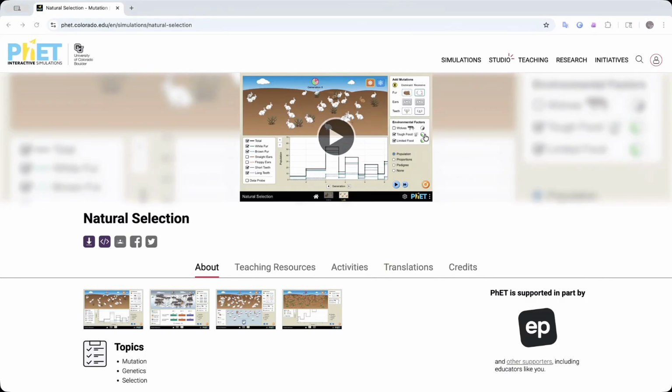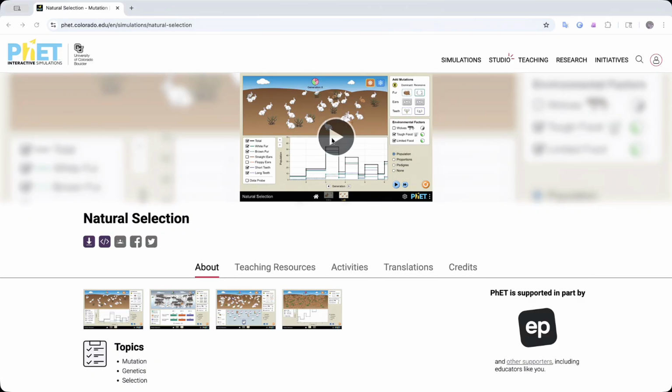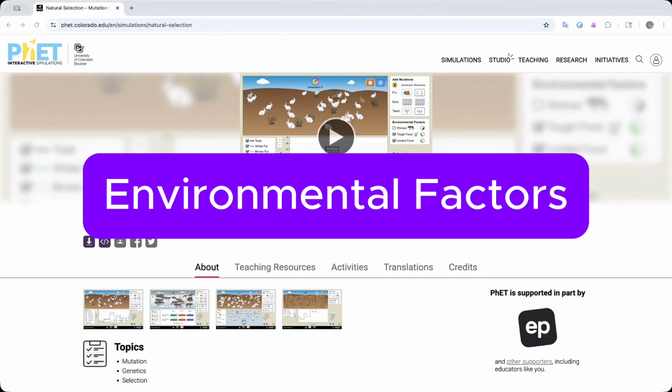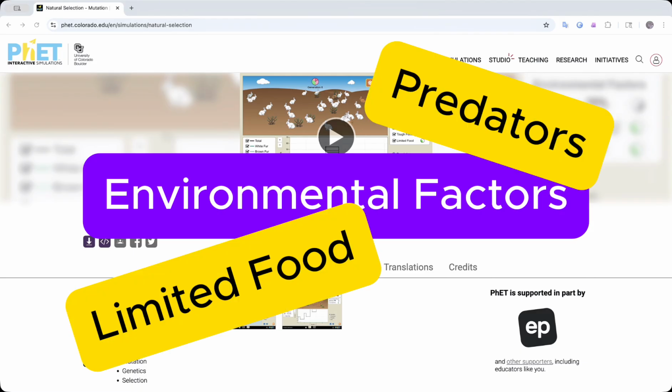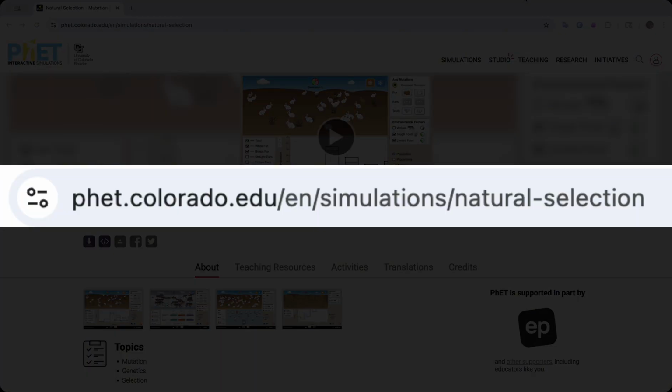Welcome! Today we are going to be exploring population dynamics and competition in ecosystems using the PhET Natural Selection simulation. In this activity, we are going to investigate how different environmental factors, like limited food and predators, affect the size of a rabbit population over time. Let's get started by opening the simulation.